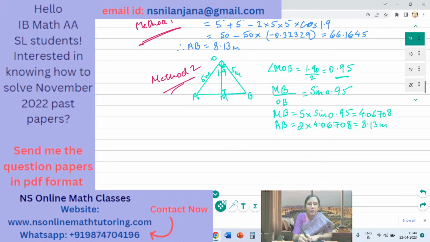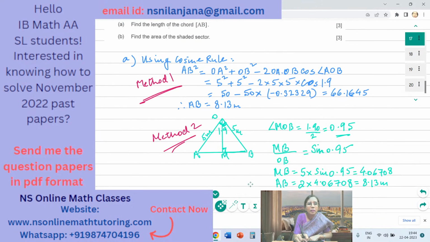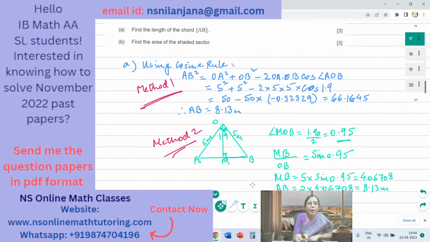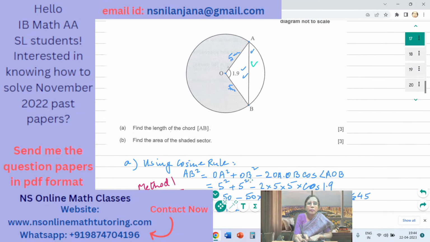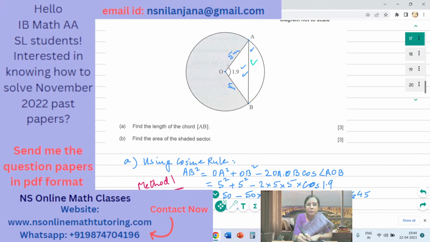So we are probably done with the subpart A. And now it is the subpart B. Find the area of the shaded sector. Shaded sector. That means this part. Okay. Again, there are 2 ways of finding this. One way is to find the area of this minor sector. This is the major sector because it is having the larger area. That is the major sector. This is the minor sector.